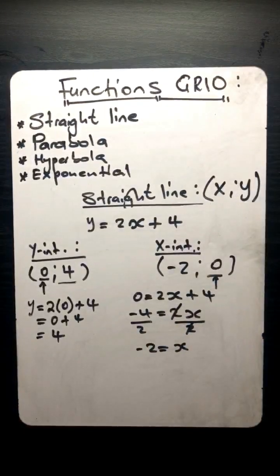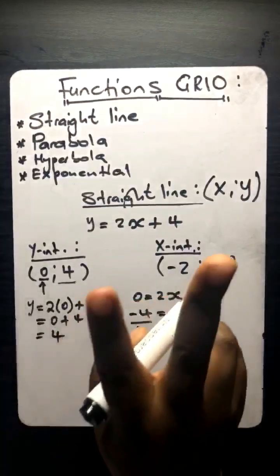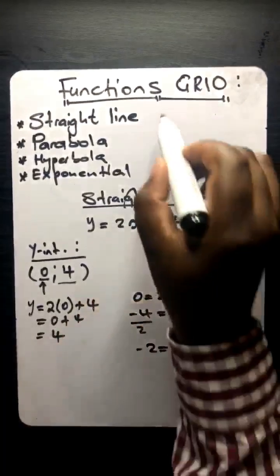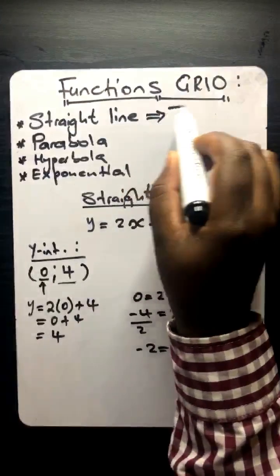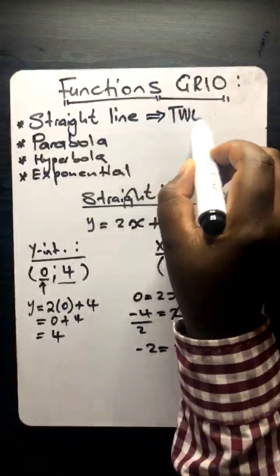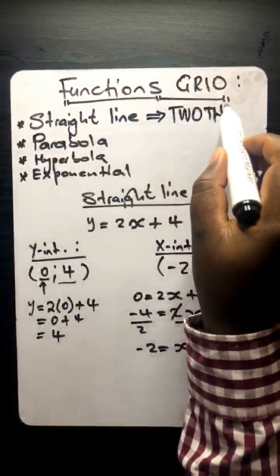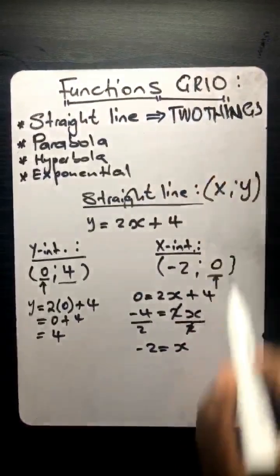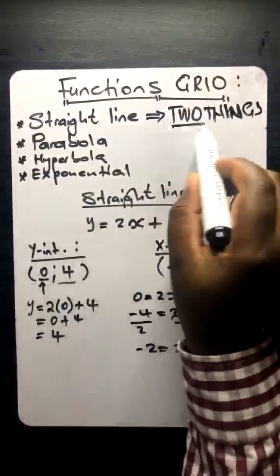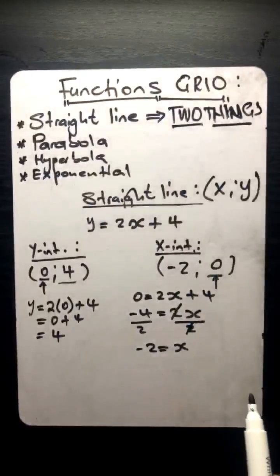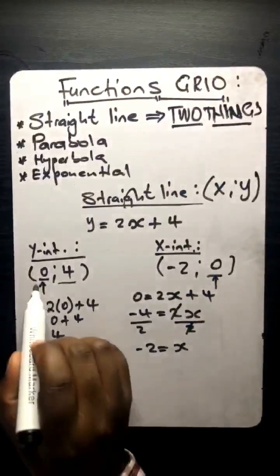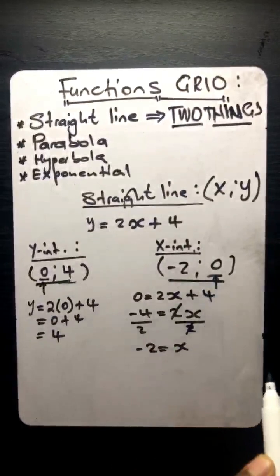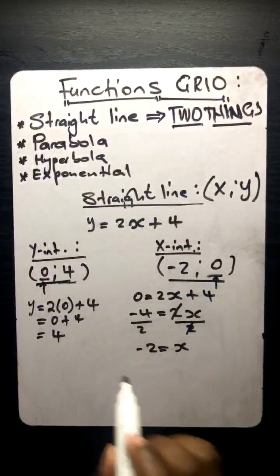So can you see you have those two things that I spoke about? You always need two things when you are dealing with a straight line. Only if you have two things, I'm telling you, you are sorted, because now we have 2 points. Then we can plot those points.